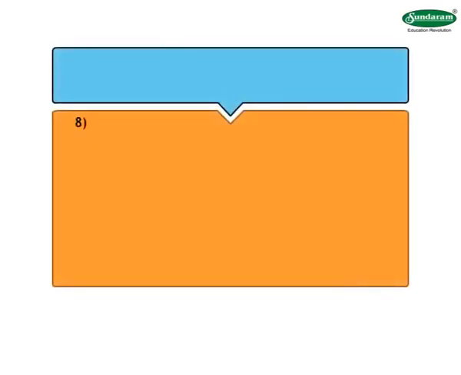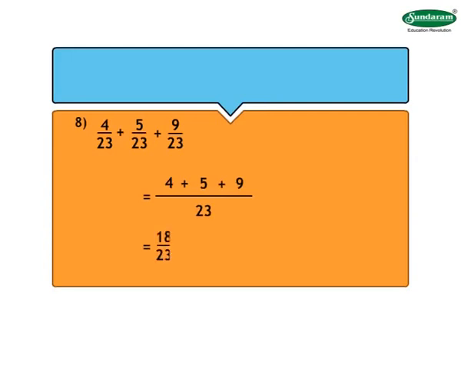8. 4 upon 23 plus 5 upon 23 plus 9 upon 23. Adding the numerators of all the fractions and writing the common denominator as it is, we get 4 upon 23 plus 5 upon 23 plus 9 upon 23 is equal to 4 plus 5 plus 9 the whole upon 23, which is equal to 18 upon 23. Children, you can now try to solve the remaining examples of the exercise 52 on your own and practice.